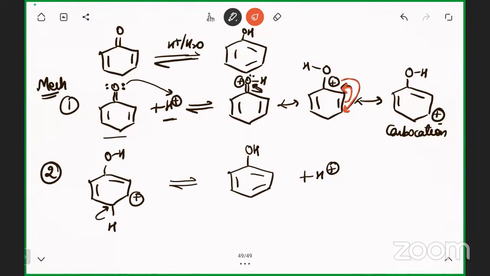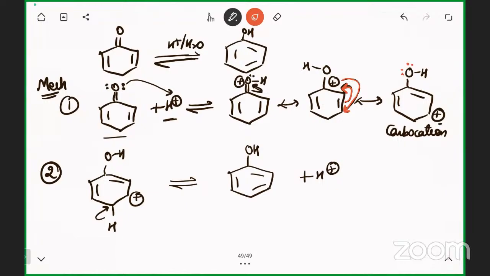OH should have a double bond? Why should OH have a double bond? This double bond will get the lone pair, it is in the form of lone pair. I have not mentioned the lone pair here.